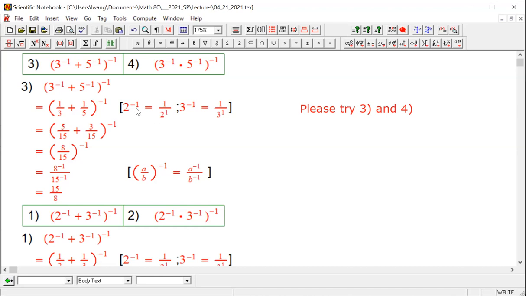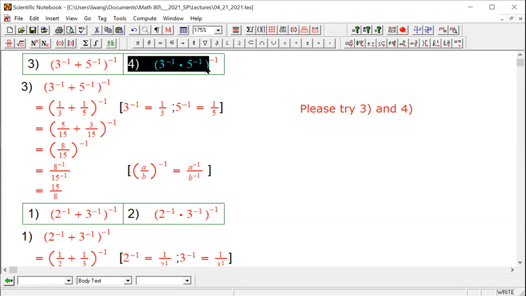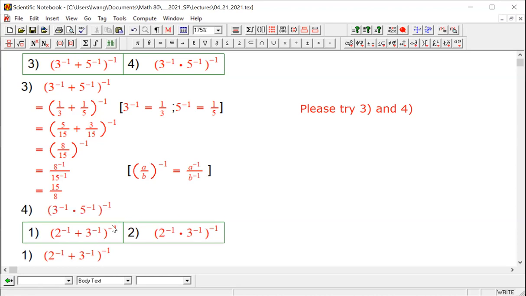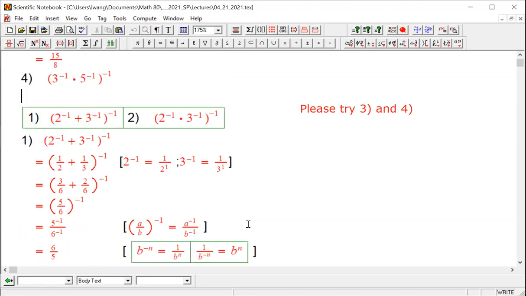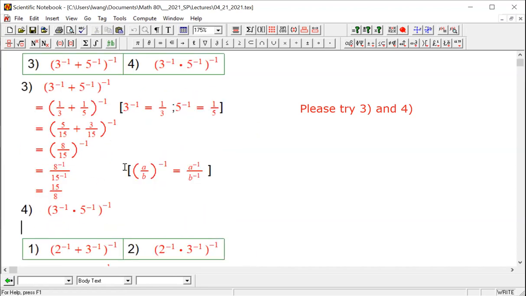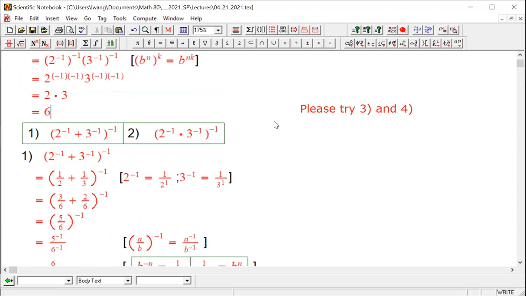All the reasons are similar. So here's 3 to the power negative 1, is 1 over 3. 5 to the power negative 1 is 1 over 5. There. For number 4, similar. Completely similar. You can use any way you want. And if you use the way that we did earlier, I think this is much easier, much shorter sometimes, okay? And so here we go.